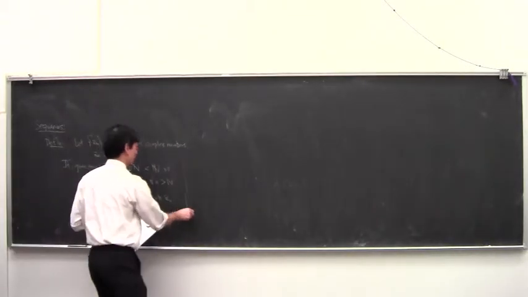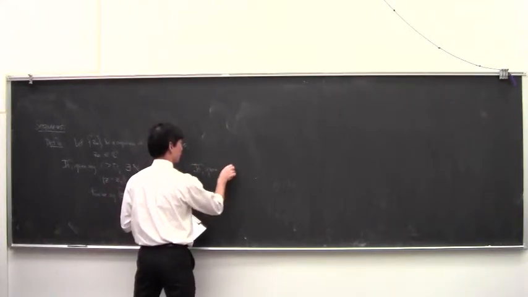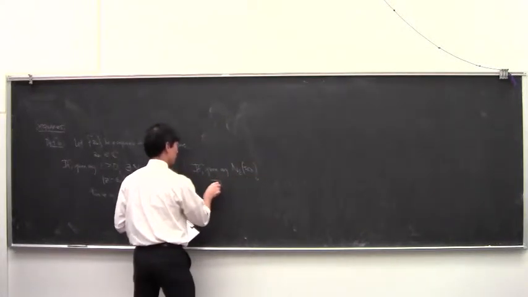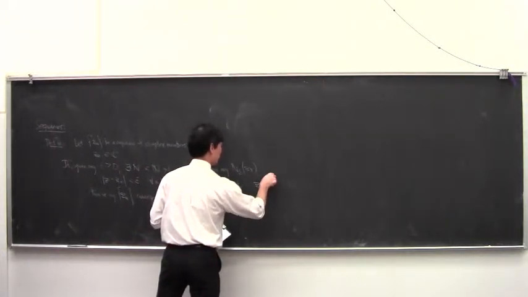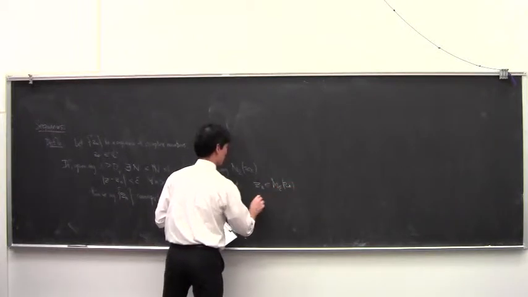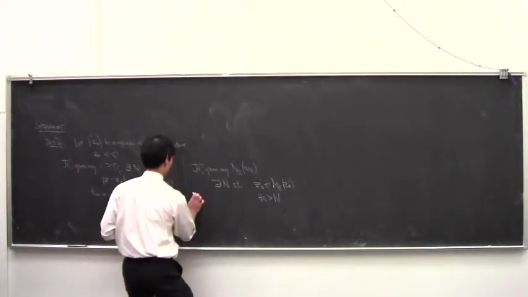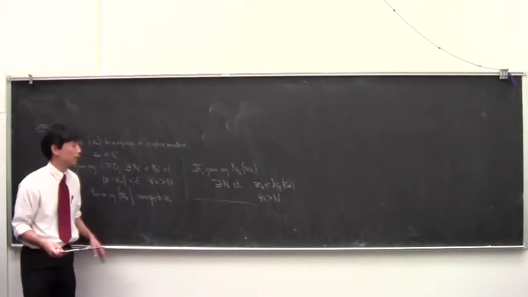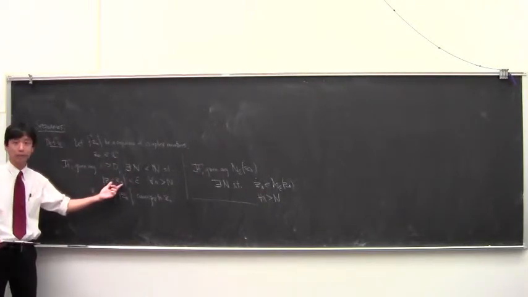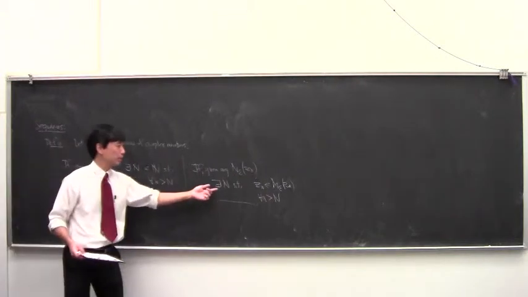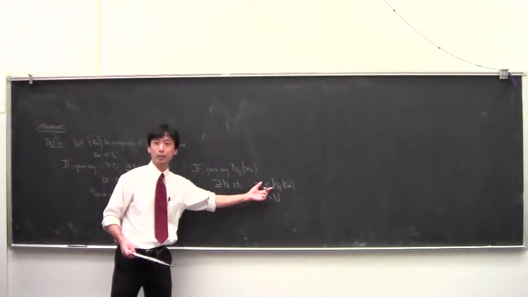You could rephrase this, of course, in terms of neighborhoods. If given any neighborhood of z naught, there exists an N such that z_n is contained in the neighborhood for all n bigger than N, then we say z_n converges to z naught. This is the same thing. There's a time past which everyone is within epsilon of z naught. Given any neighborhood, there's a time past which all the points lie in that neighborhood.